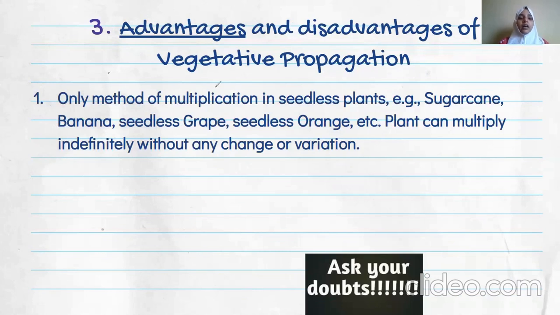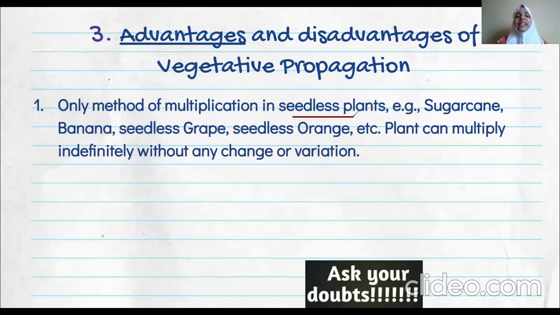So here, only method of multiplication in seedless plants. Now here you will see we did not see the picture of seeds coming in. Generally, what do we imagine? How does a plant grow? You take a seed, you bury the seed under the soil, and then the seed germinates, and then it gives rise to the shoot system and the root system.